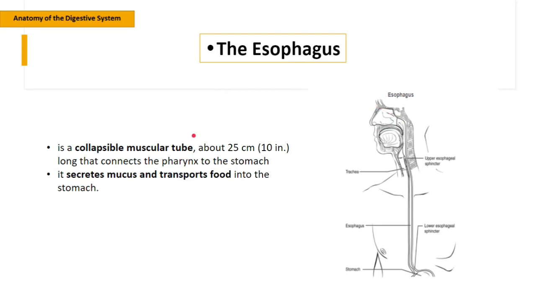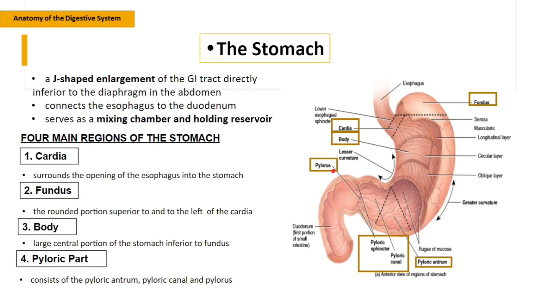Okay, next. So yun na, dumaan sa mouth. Yung pumunta rin siya sa pharynx nyo. Next na, pupuntahan ng pagkain natin is our esophagus. What is the esophagus? It is a collapsible muscular tube about 25 cm or 10 inches long that connects the pharynx to our stomach. It secretes mucus and it transports food into the stomach. Okay, so yun, dumaan na sa mouth, pharynx, dumaan na rin siya sa esophagus.